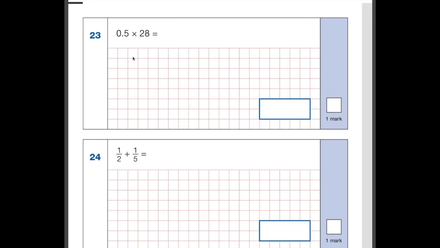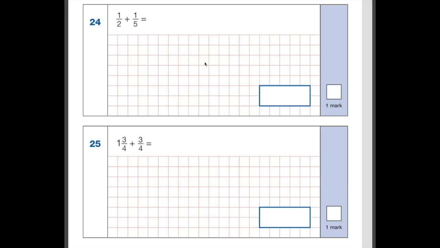Okay, for 23 it says 0.5 times by 28, and this is just another way of saying half of something. If you times something by 0.5, it's the same as finding a half. So what you can do is just in your head is 28 divided by 2 equals 14. So our answer is 14.